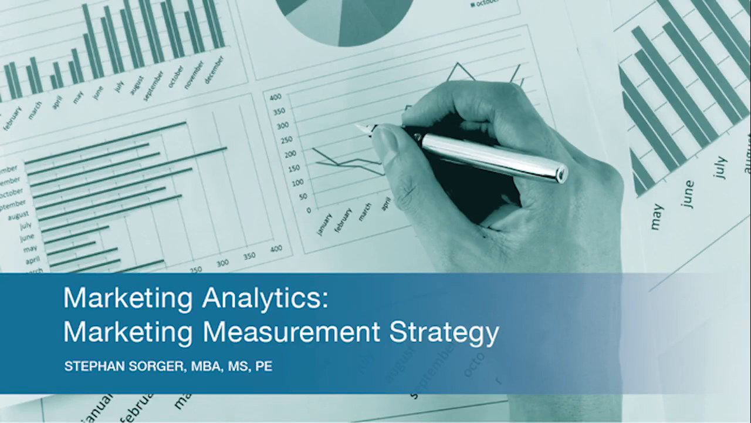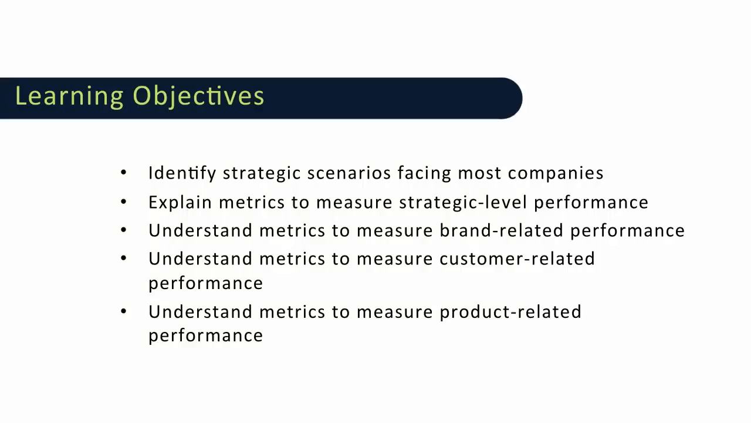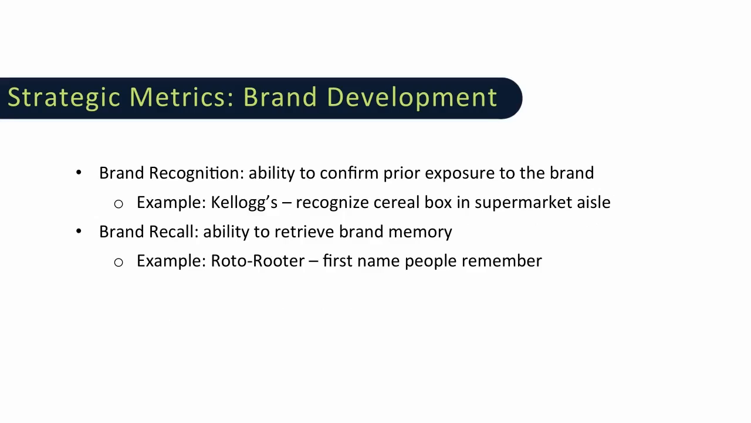In this lecture, we discuss metrics to measure supporting strategic functions such as brand, customer, and product service related functions. Our learning objectives are to identify strategic scenarios facing most companies, to explain metrics to measure strategic level performance, to understand metrics to measure brand, customer, and product related performance, the last three of which we'll be covering in this lecture. We start our supporting metrics by examining brand-related metrics.